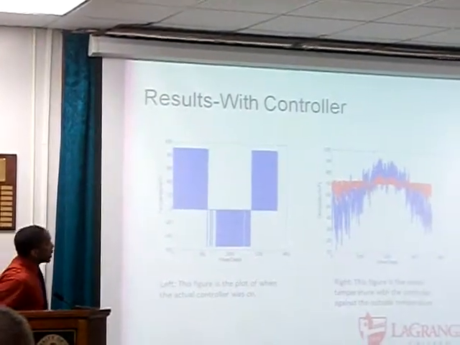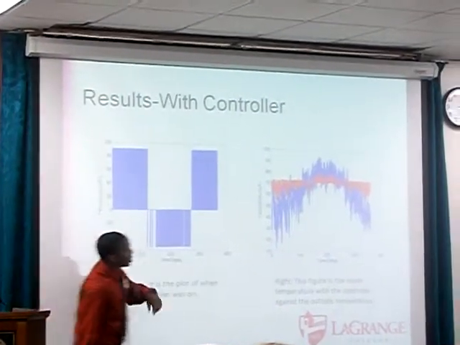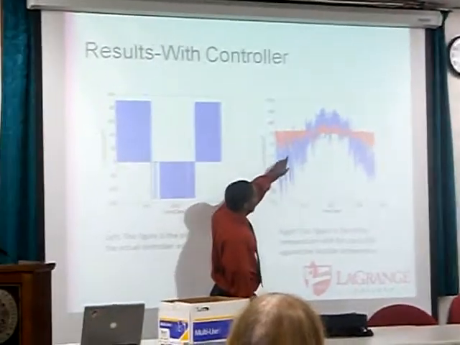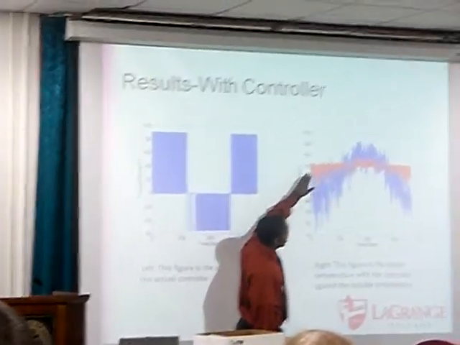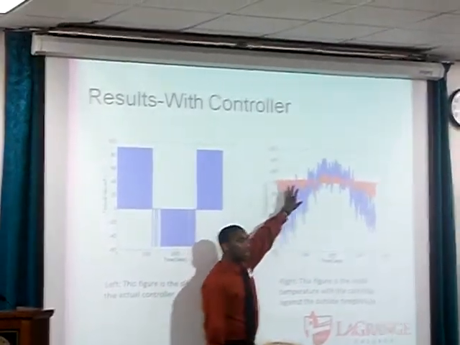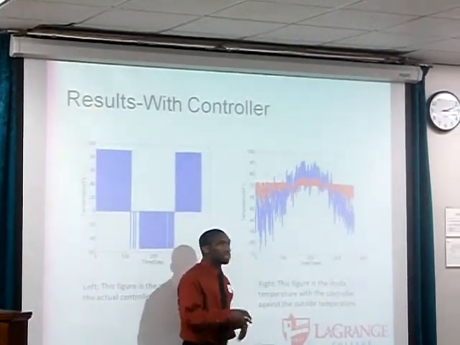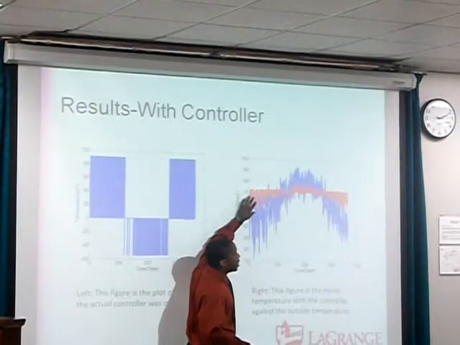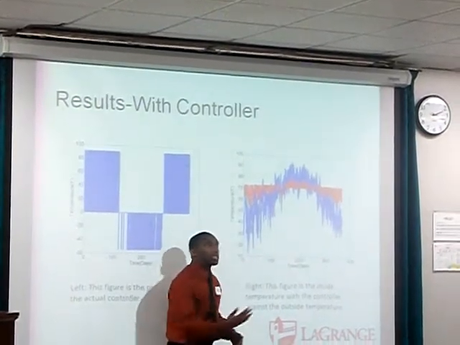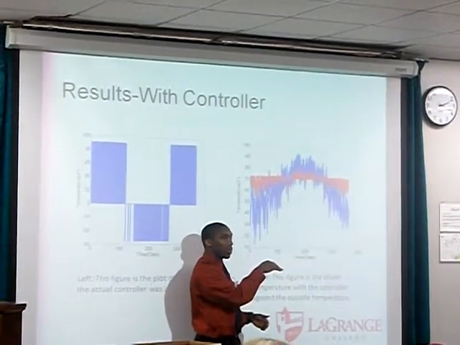So here are results. Okay, I want to come back to this second one. I want to talk to you about this one first. So here's our inside temperature with our controller. You kind of see that it tries to stay at 72, and then if it's not, it's either unoccupied or it's working towards getting back to where we want it to be.